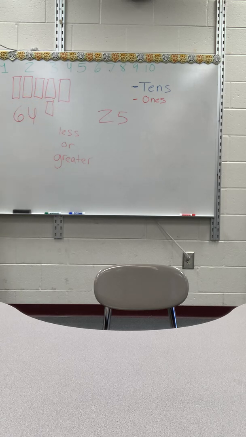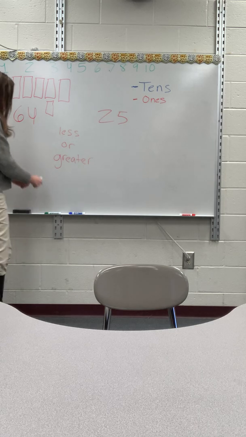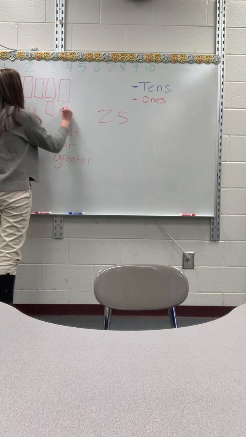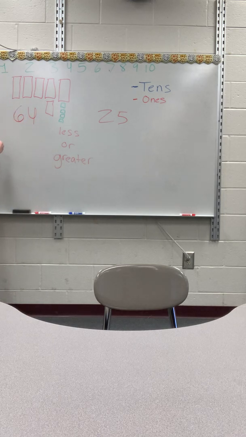And if we look into our ones place in 64, what number's in the ones place? It's going to be 4, so we'll have to draw 4 small blocks to represent our ones. So we'll draw 1, 2, 3, 4. So we have 10, 20, 30, 40, 50, 60, 61, 62, 63, 64 to match with our number 64.